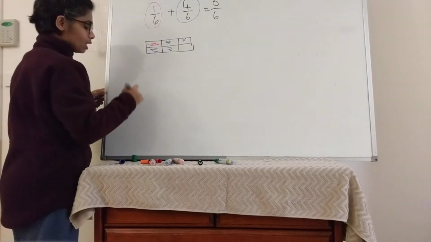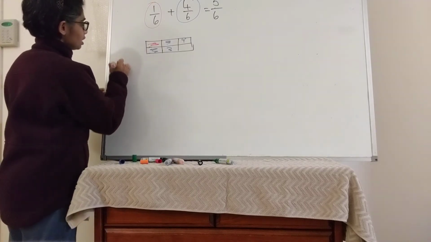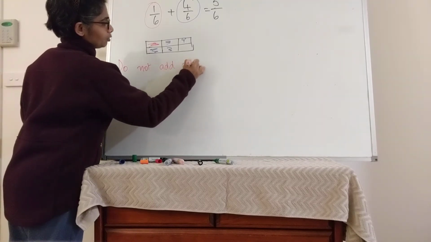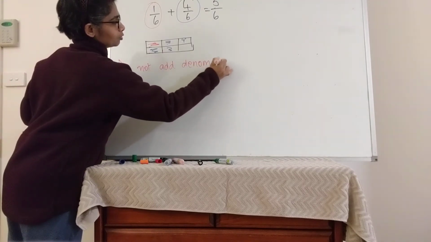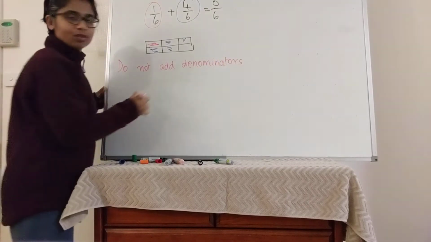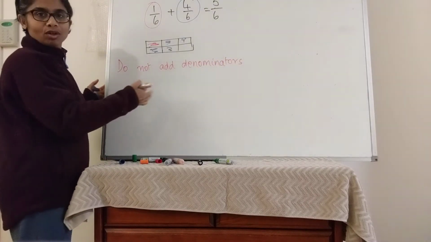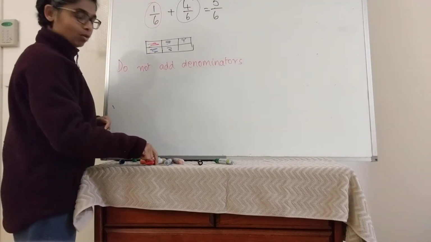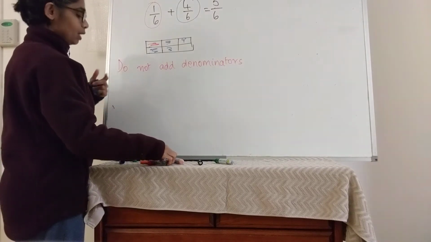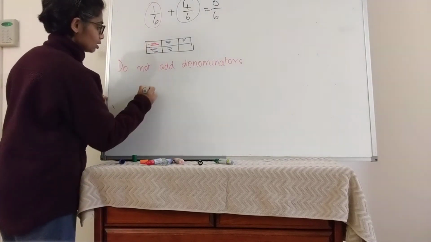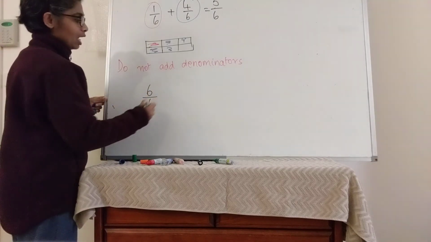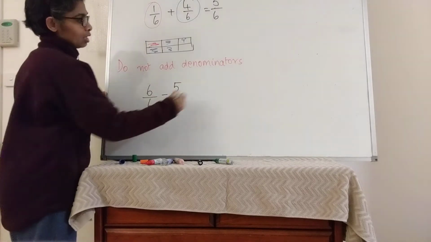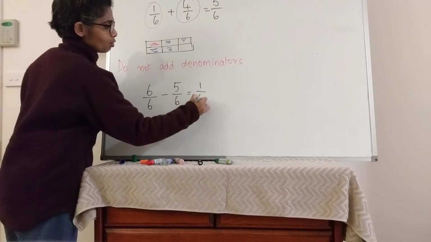So the first rule being, do not add denominators. And the rule applies the same for subtraction also. You cannot subtract. And the reason is, again, it is quite visible. You ate 5 over 6, right? So now we began with 6 out of 6 pieces. So 1 whole is 6. And you ate 5 out of 6. You are left with 1 over 6.